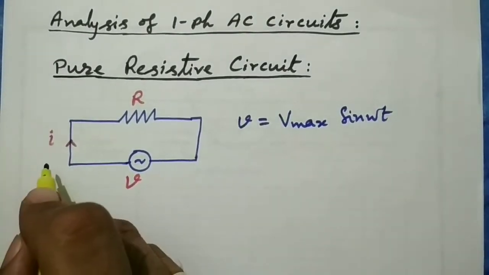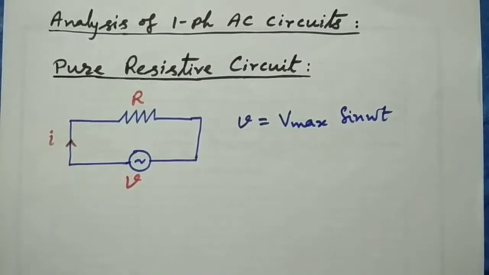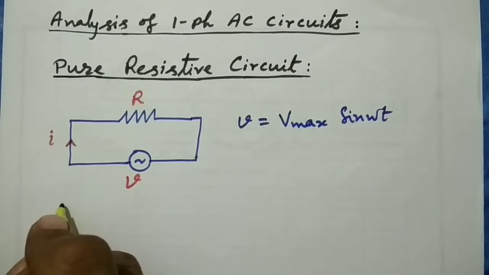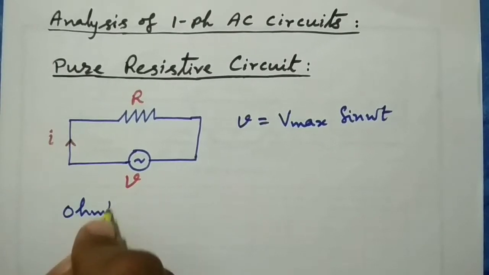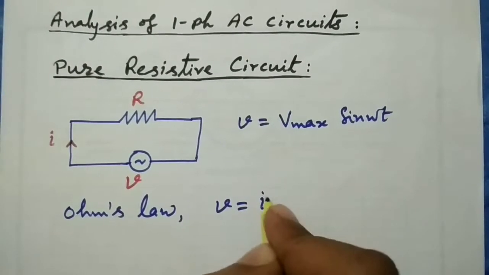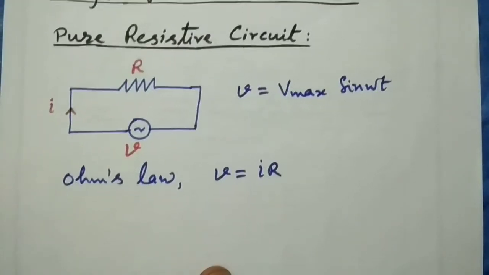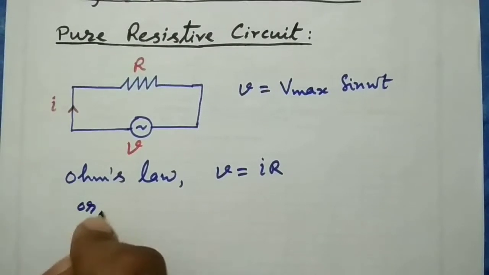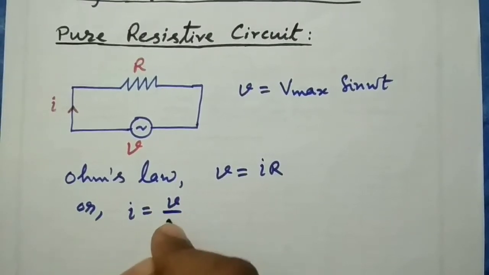The current is also the alternating current. As we have already discussed, when the current flows through a purely resistive circuit, no back EMF will be produced here. Therefore, the applied voltage has to overcome the ohmic drop only. So in this circuit, we can use Ohm's law, and according to Ohm's law, we can write V is equal to I into R, or I can be written as V upon R.